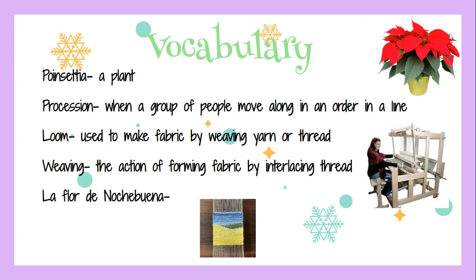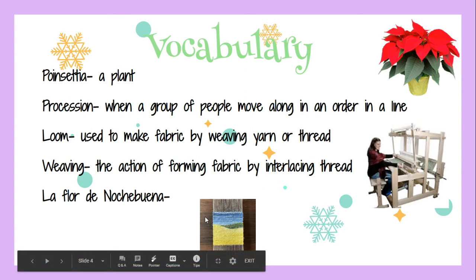A loom is used to make fabric by weaving yarn or thread. And weaving is the action of forming fabric by interlocking thread. And you may have done this before with Miss Davis in art. You can weave all kinds of things. Right here is a picture of a loom, and then here is an example of a weaving.